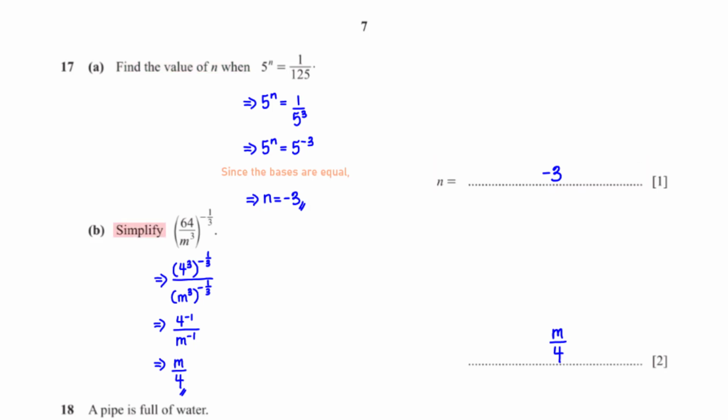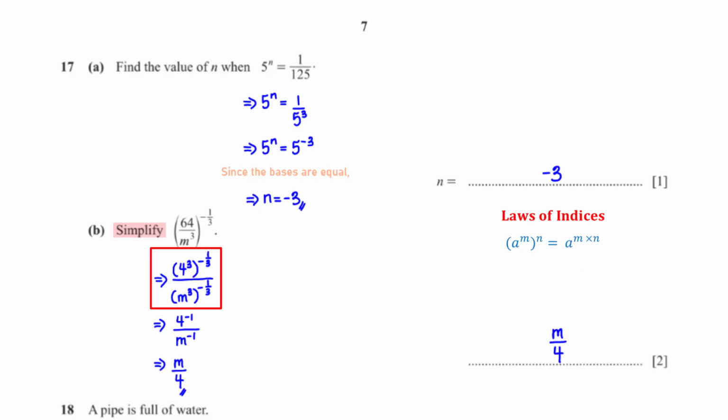Simplify 64 over m cubed, all raised to the power negative 1 over 3. By applying the laws of indices, this can be rewritten as 64, which is 4 cubed, raised to the power negative 1 over 3, divided by m cubed, raised to the power negative 1 over 3. The powers of the terms multiply.